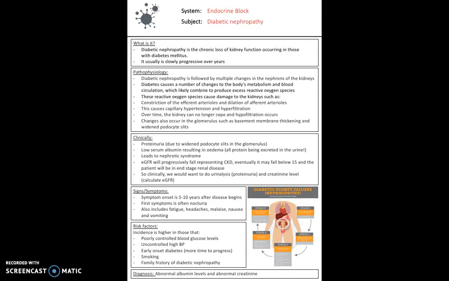So for example, the basement membrane thickens, the podocyte slits become larger, and as a result we see things like proteinuria, so protein in the urine, low serum albumin as well, because it's all being excreted in the urine as well.